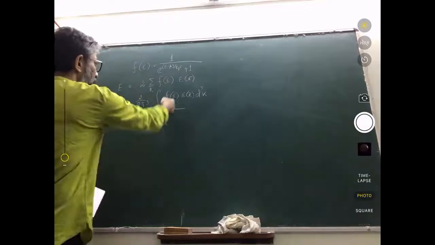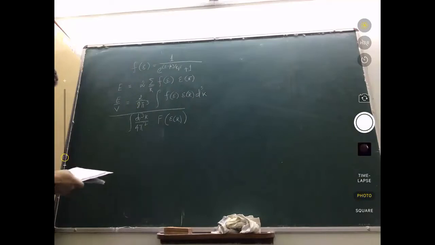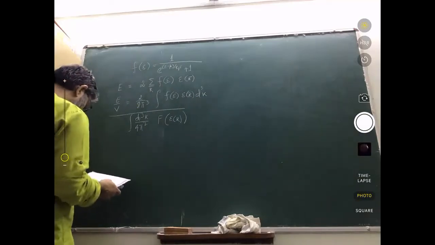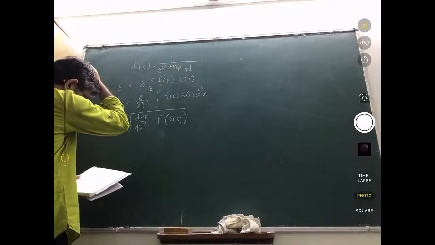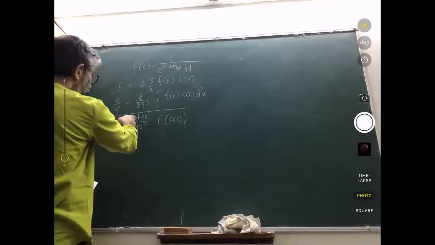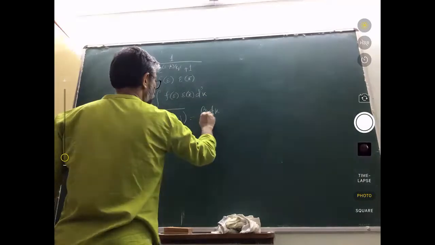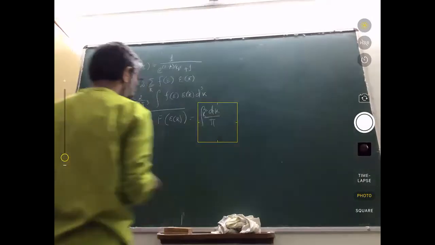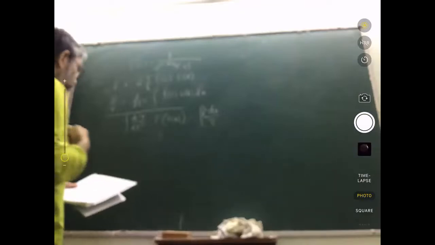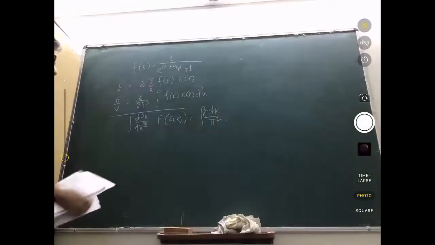So if I have an integral like this, what we'll do is, I'll write this as 4 pi k squared.